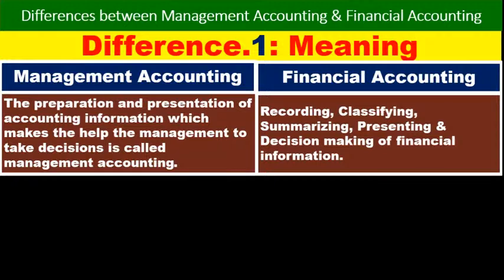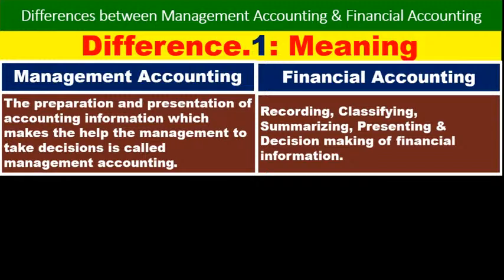Summarizing means getting the result, means adding all income, adding all expenses, deducting expenses out of a total income, then you'll get a profit or loss, that is summarizing. Presenting means preparation of financial information in a systematic way, means all assets and liabilities are shown in balance sheet. All income and expenses are shown in a trading account and profit and loss account. This is the presentation. Means this is a systematic manner.